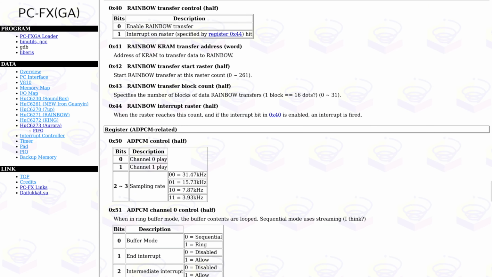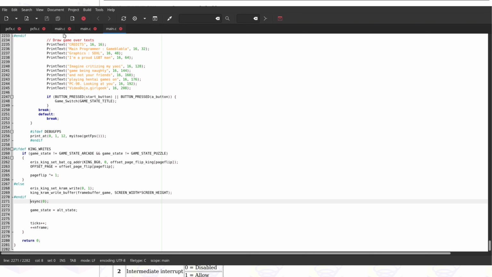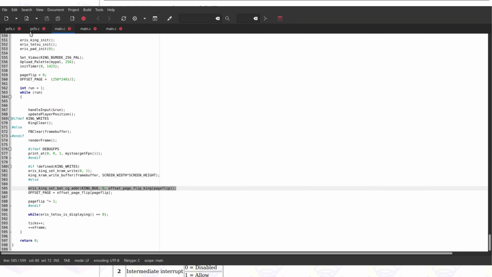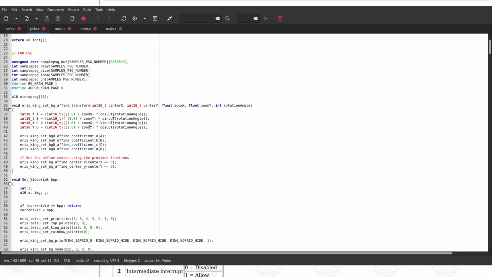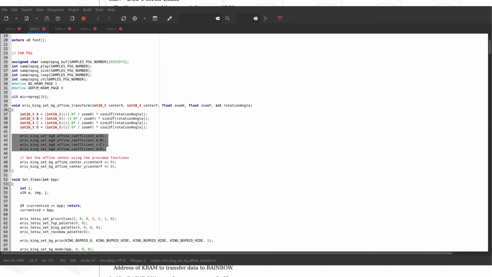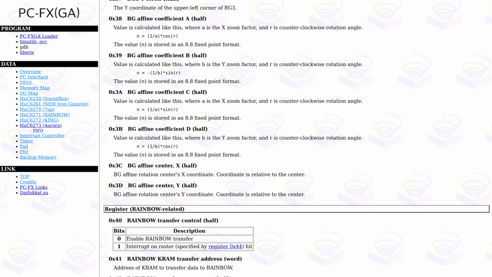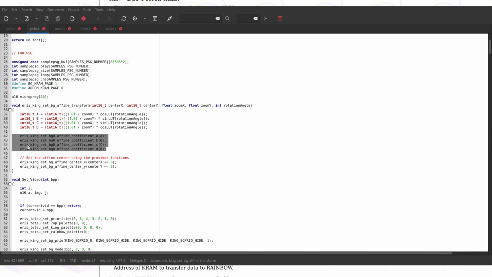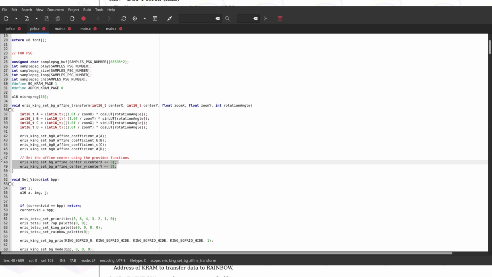So anyway, I'm going to show you some C code of how you actually rotate on the PC-FX. The function looks a bit like this. You do the cosine and sine with the rotation angle. Then you need to do the zooming on the X and Y axis. You need to set the coefficient according to the formula that was shown right here. Do you see those formulas? You need to use these for rotating and stuff.